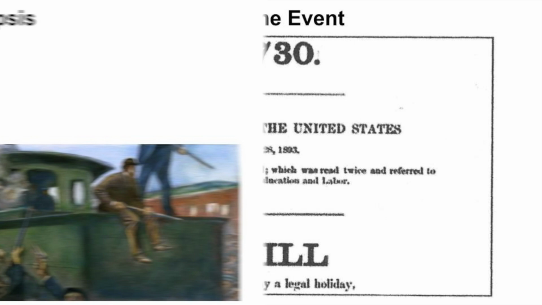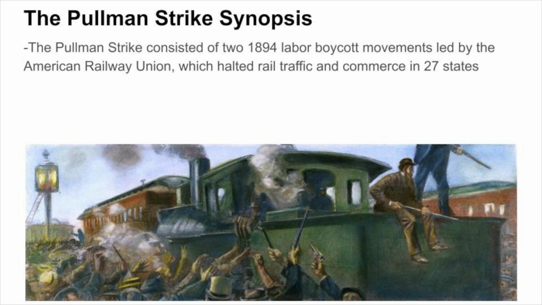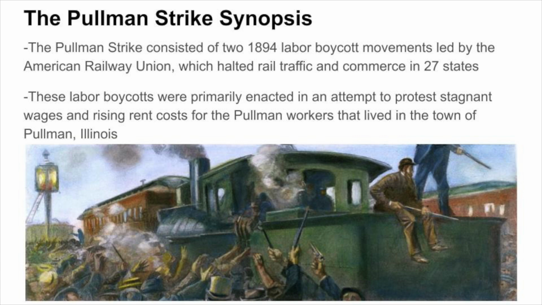So the Pullman strike consisted of two 1894 labor boycott movements led by the American Railway Union, which halted rail traffic and commerce in 27 states. These boycotts were primarily enacted in an attempt to protest stagnant wages and rising rent costs for the Pullman workers that lived in the town of Pullman, Illinois.